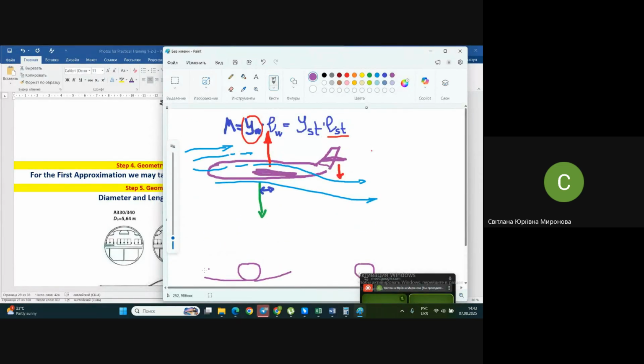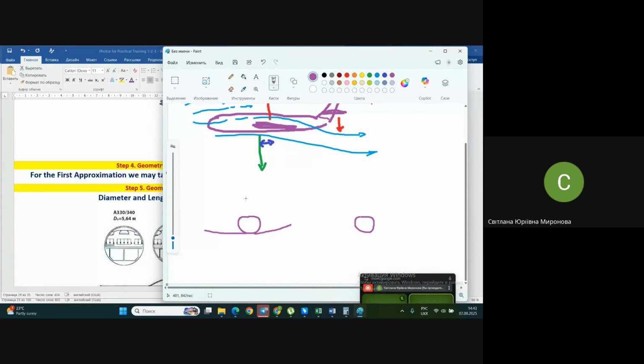If we start checking the structures of different airplanes, what you will see is that for a low wing, the stabilizer is typically higher than the wing. We may try to prove it right now with photos.